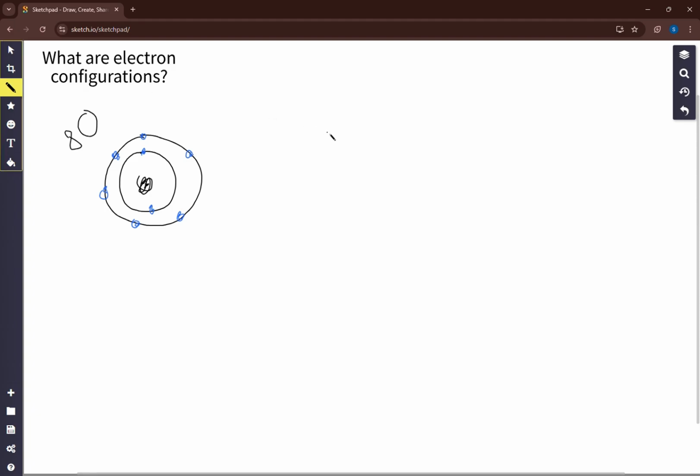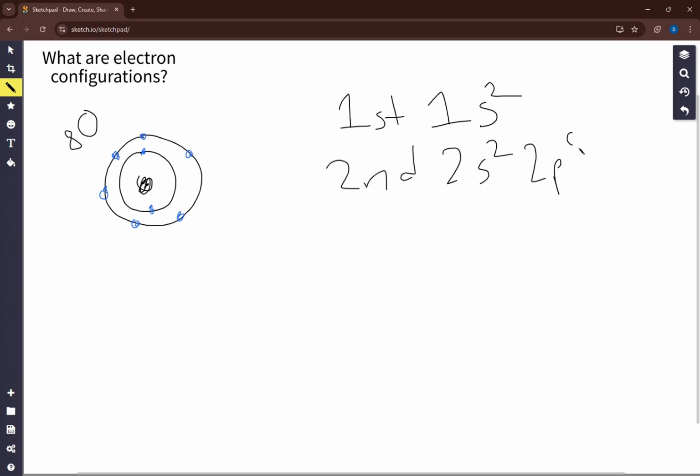So what does that mean, right? Each shell of oxygen has subshells in it. For the first shell, it's going to have the subshell of 1s2. That's going to be the only subshell in it, right? For the second shell, it's going to have 2s2 and 2p6.